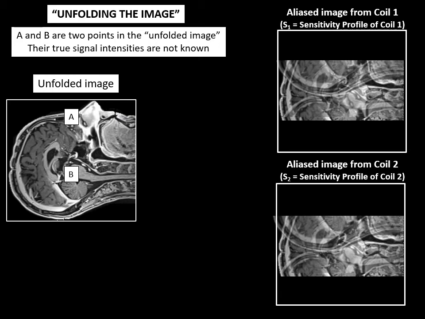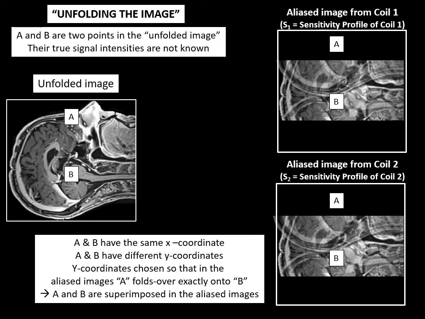This is going to be done by illustrating the calculation of the signal intensity values of 2 points A and B. A and B are 2 points shown in the unfolded image. Their true signal intensities at this point in time are not known. These same 2 points are mapped on to the aliased image from coil 1, which is at the top on the right, and from the aliased image from coil 2, which is the bottom on the right.